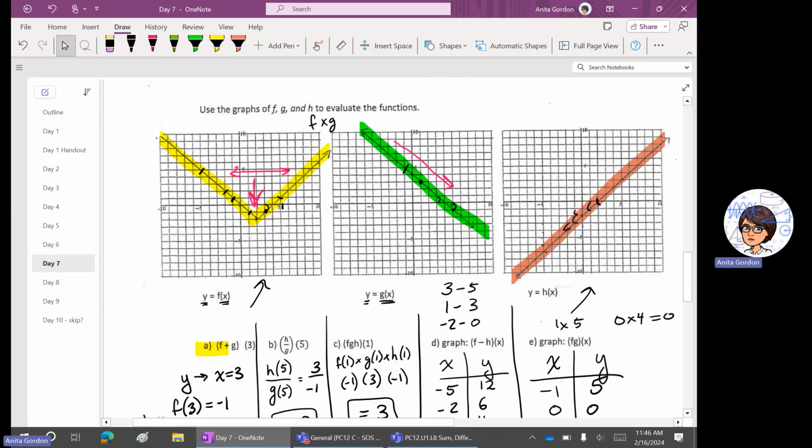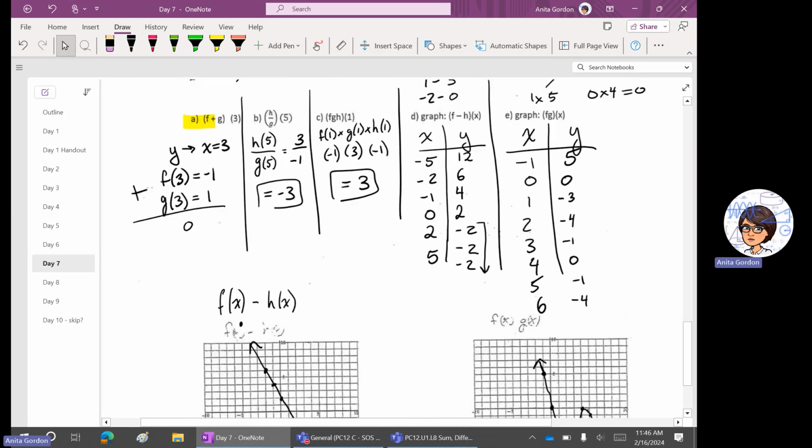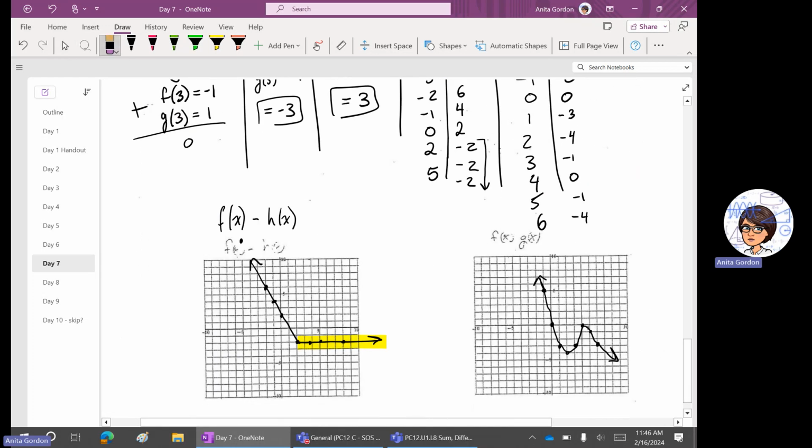Okay, so here, again, we looked at points around that 0 and 1 mark for f. So here's what it looks like when it changes direction, and here's what it looks like when it changes direction when we multiply f and g.